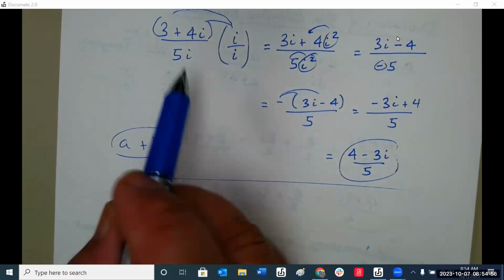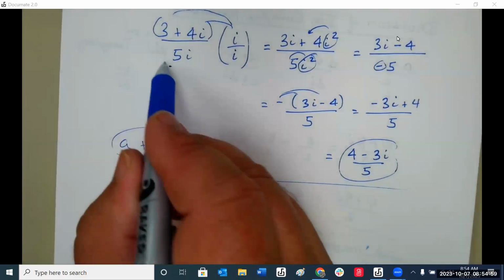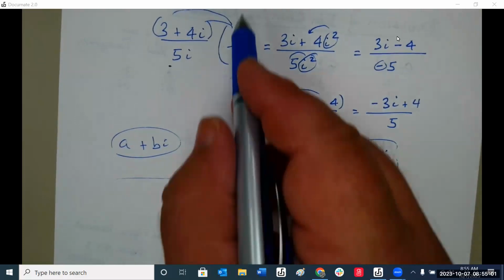All right, yeah. So again, that's only if you have a monomial imaginary on the bottom. Then you just multiply top and bottom by I.